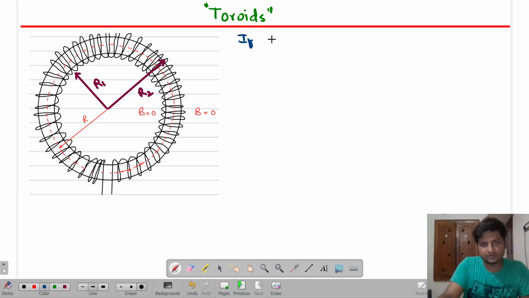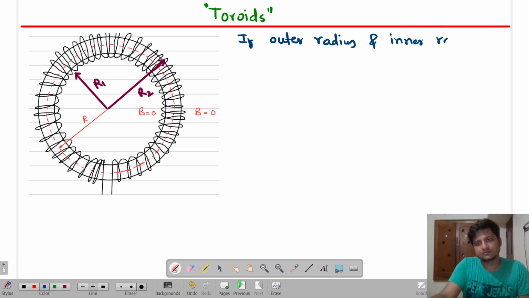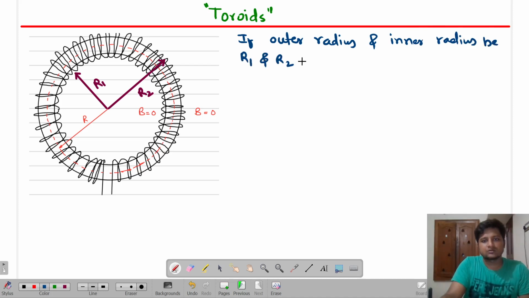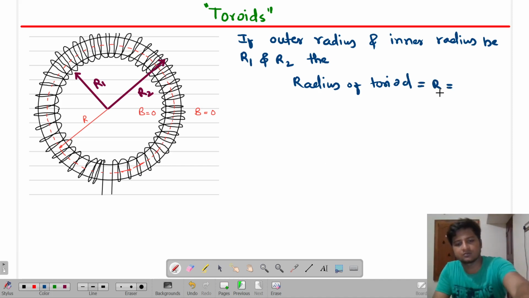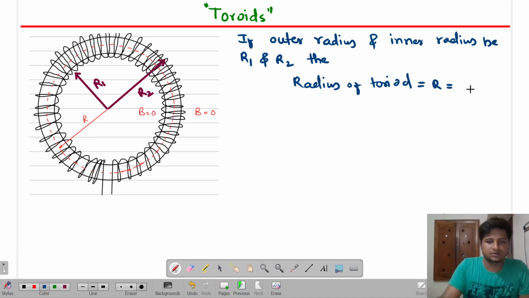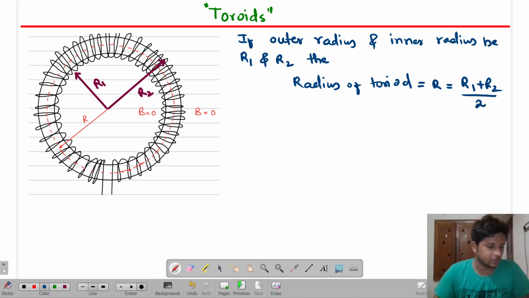So here if R is mentioned for the toroid, no problem. But what if the inner radius and outer radius are mentioned? So remember that if the outer radius and inner radius are R1 and R2, then the radius of the toroid, which is given as capital R, is R1 plus R2 divided by 2. Are you able to get me or not?